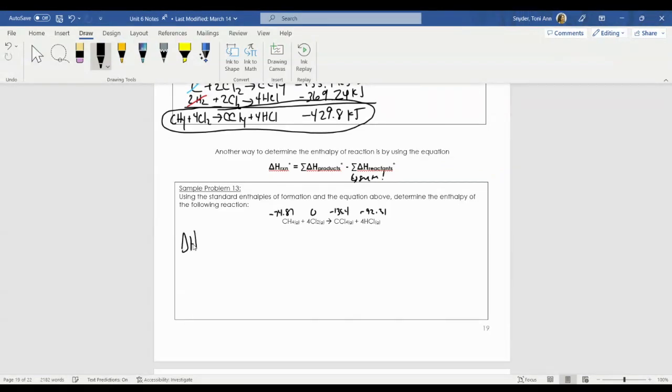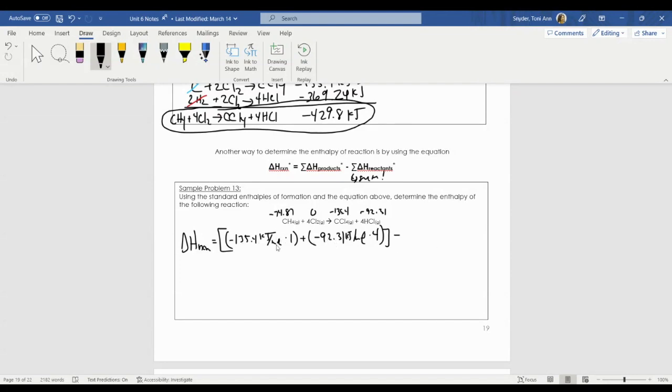So my heat of the whole entire reaction is equal to the sum of the products. So I have CCl4. I have negative 135.4 kilojoules per mole, technically. And there's 1 mole of that because there's only a coefficient of 1, so I'm going to times that by 1. And I'm going to add that to the hydrochloric. So this is negative 92.31 kilojoules per mole. But according to this balanced chemical equation, there are 4 moles of hydrochloric, so I'm going to times that by 4.